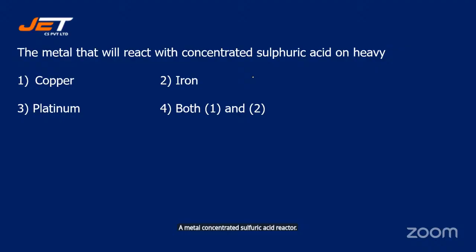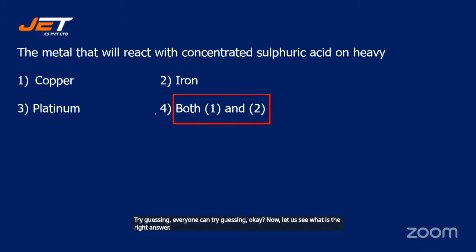So Shrutasya, it's both 1 and 2. Then Vaishnavi is mentioning it as option 1. Premcharan is also mentioning it as 1 and 2. Vasant is mentioning it as option 4. Why are only 4 people responding? Remaining people are not active. Everyone can try guessing. Now let us see what is the right answer. Yes, it is both 1 and 2.